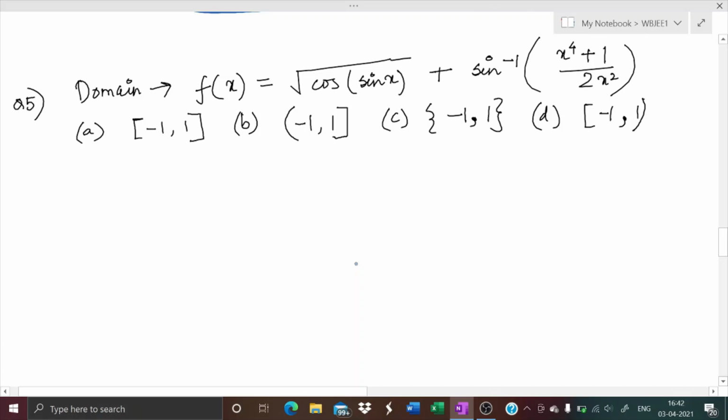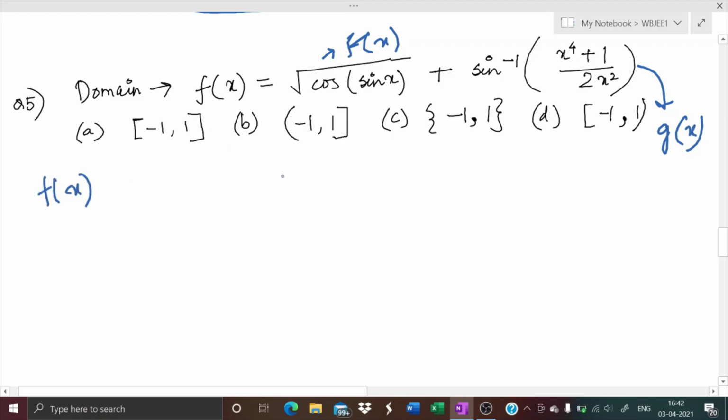Next question. Next question is you have been given a sum of two functions. So suppose this one is f of x and this one is g of x. First I will solve f of x.